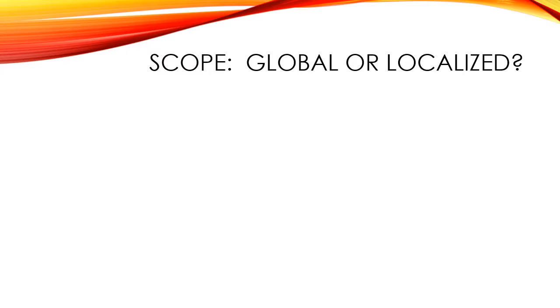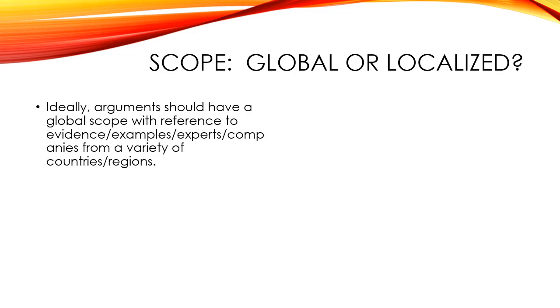Next, let's talk about the scope, whether something's global or localized. This can seem really obvious, but there's a lot of elements to it. So ideally, an argument should be global, meaning that throughout the whole paragraphs that I read, they mention countries and regions from different parts of the world, because medical AI may have certain implications in the United Kingdom, but totally different ones in Brazil or South Africa. So it's good to have a wide variety of countries.